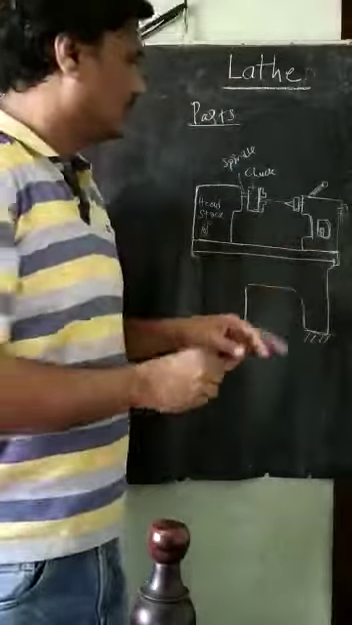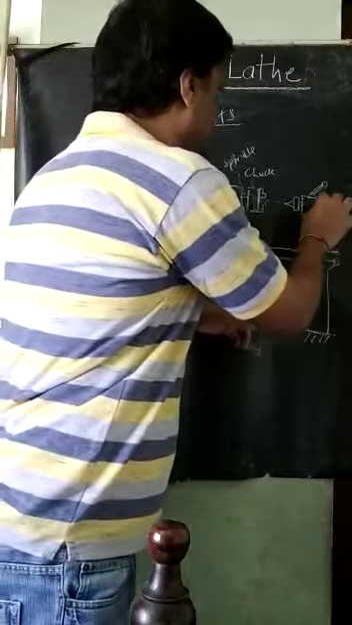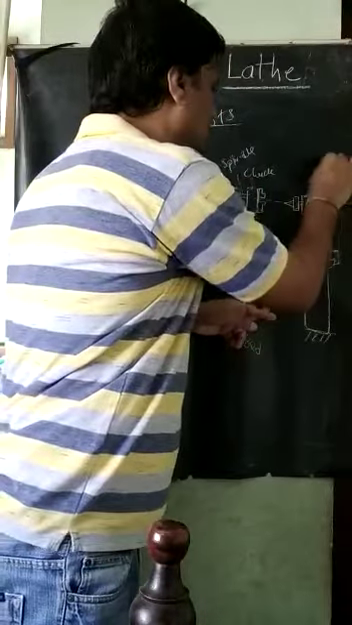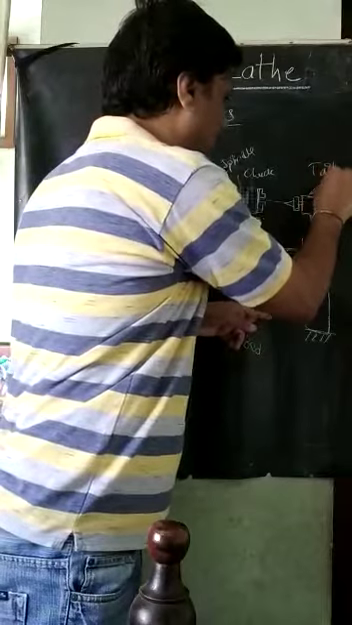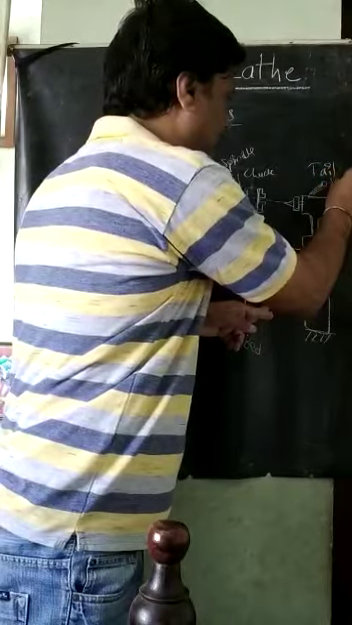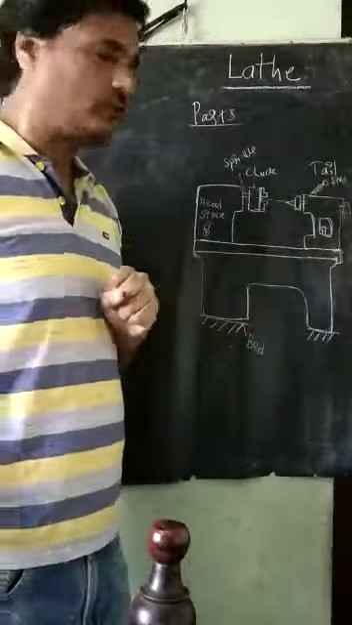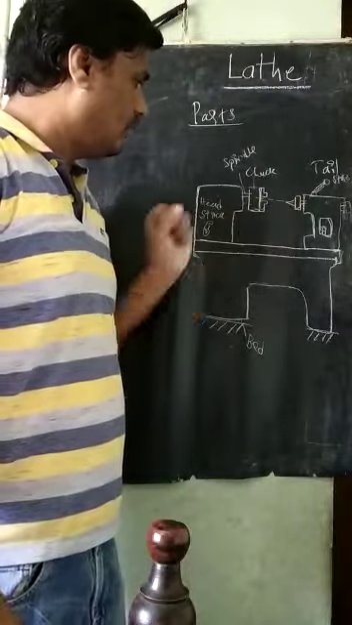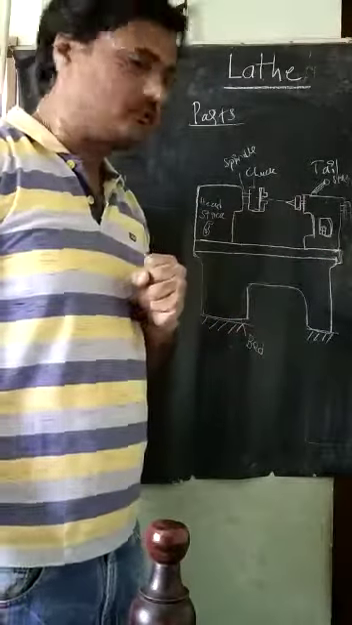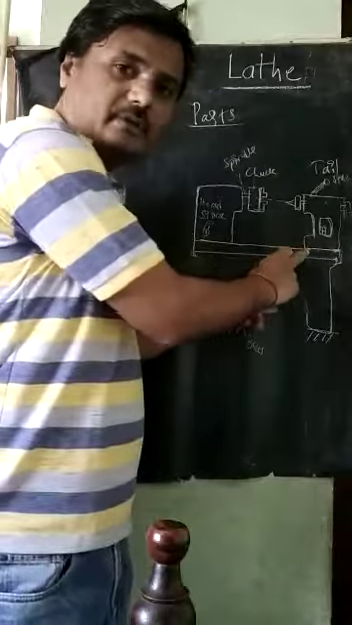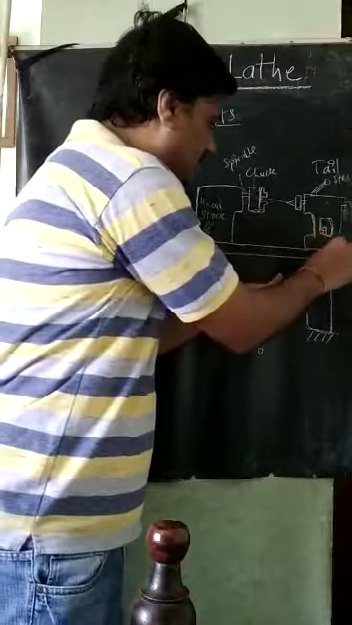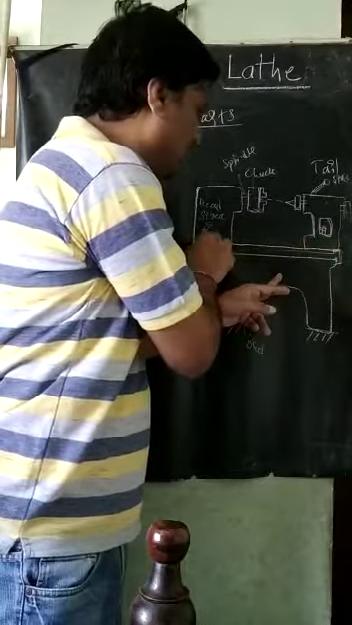Okay. This is called the headstock and this is called the tailstock. So next, what are the things in the tailstock? The tailstock is kept on the guideways. These are the guideways.